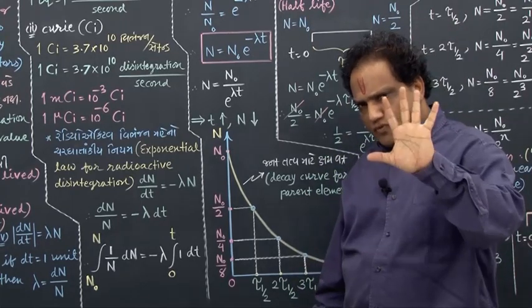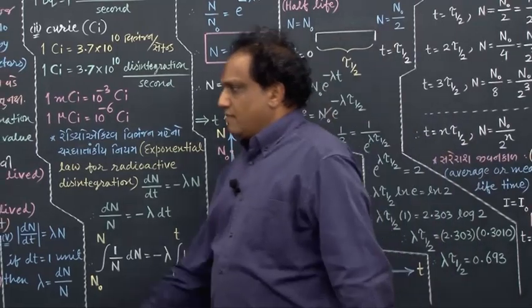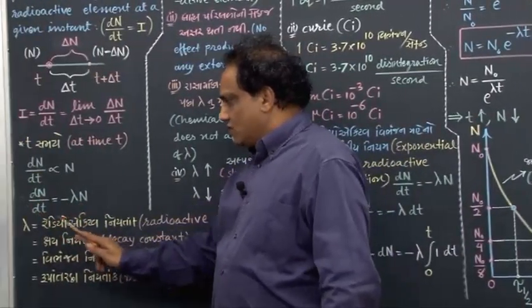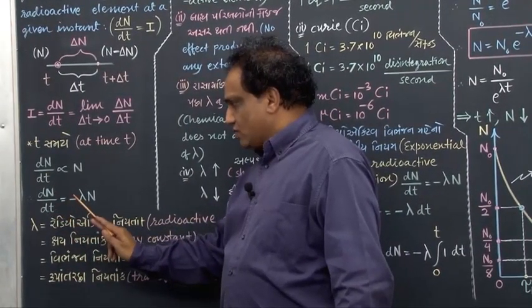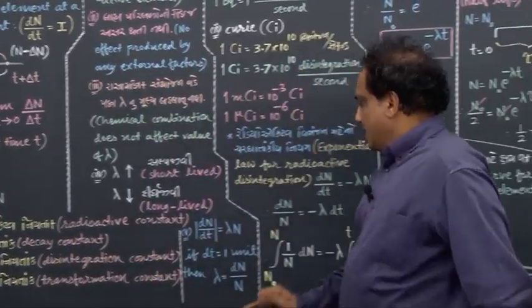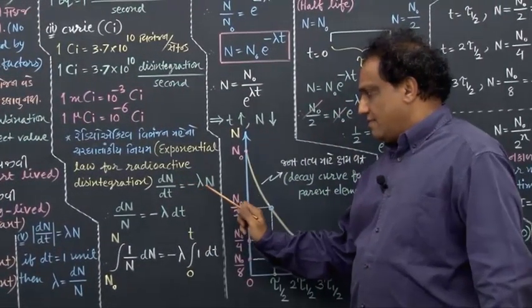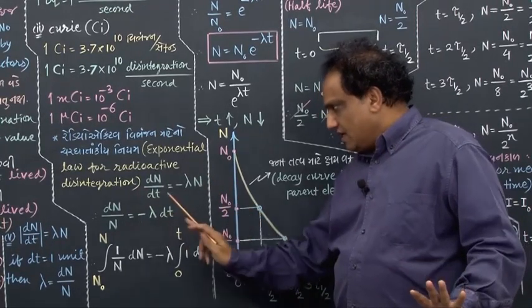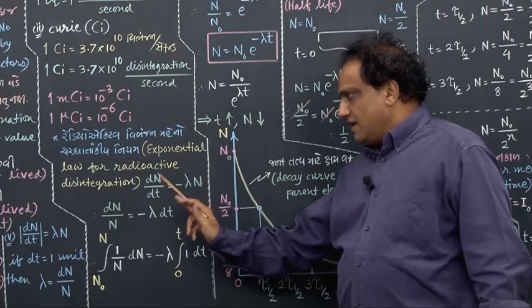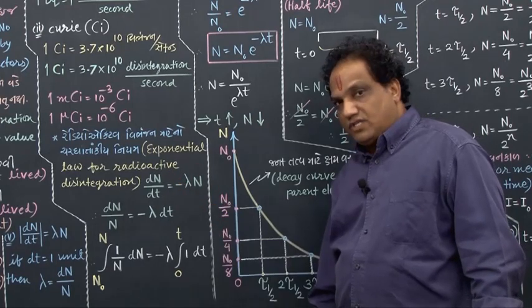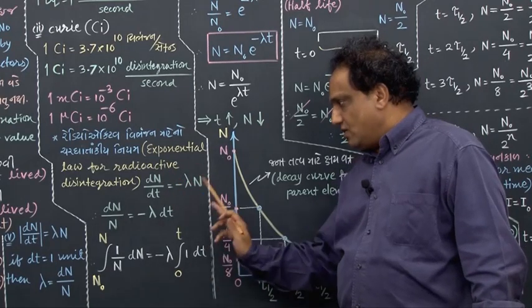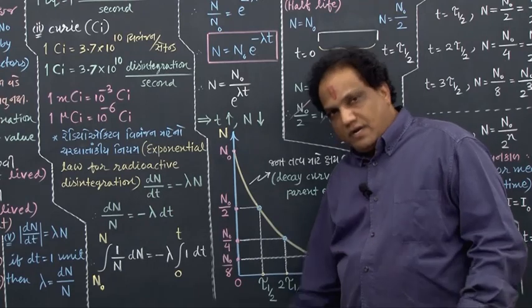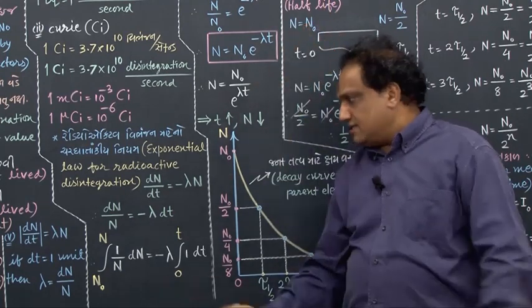Simple, huh? Derivation is quite simple. Recall this mathematical result. Just now we wrote dN upon dt equals minus lambda N. Take this N down, take this dt up: dN upon N equals minus lambda into dt. Now take integration on both the sides.